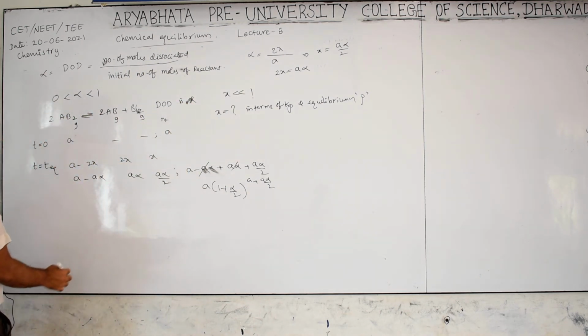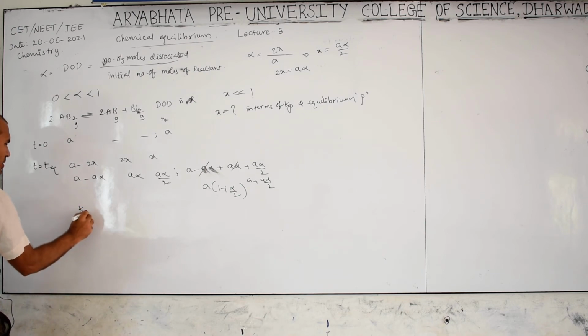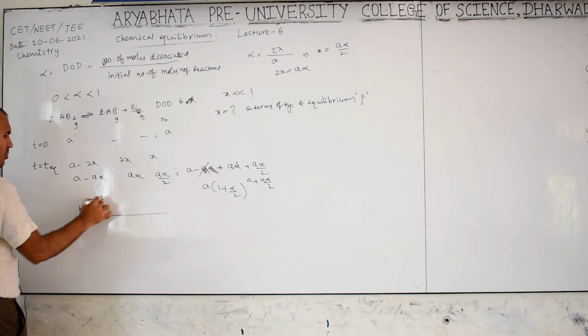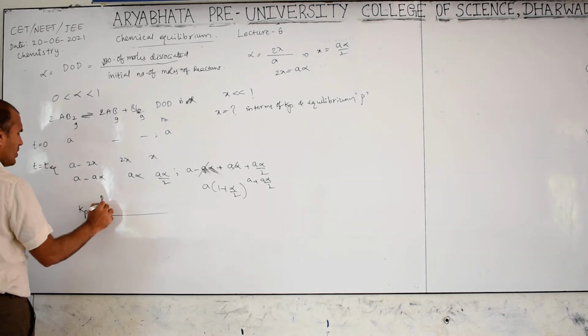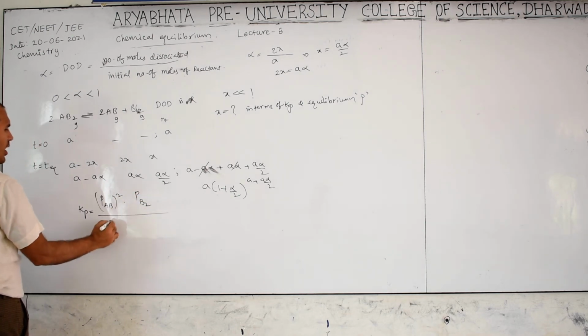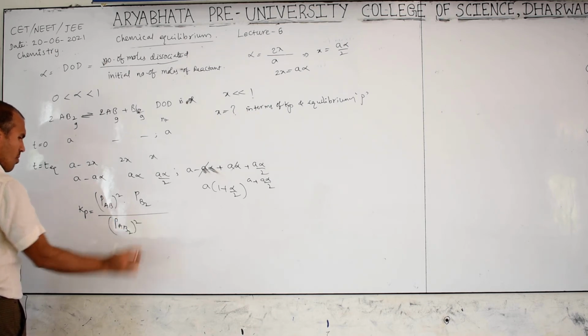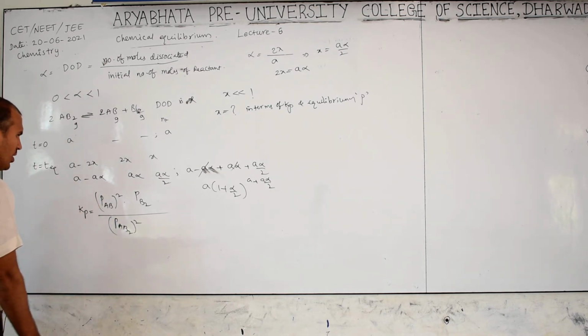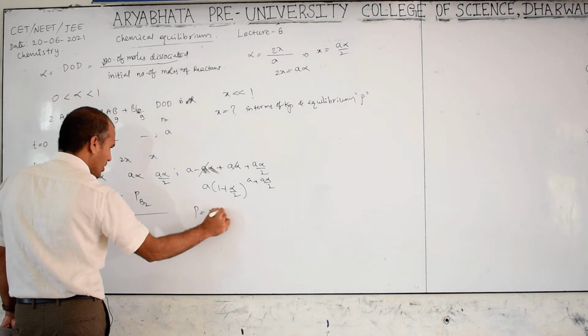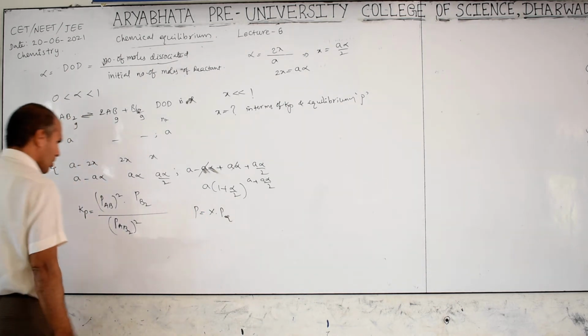Okay, now Kp is equal to the partial pressure of AB whole square into the partial pressure of B2, divided by the partial pressure of AB2 whole square. Now we know that partial pressure is nothing but mole fraction into P equilibrium, that is P total.